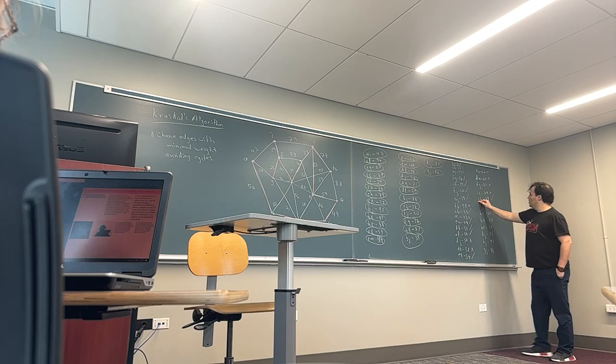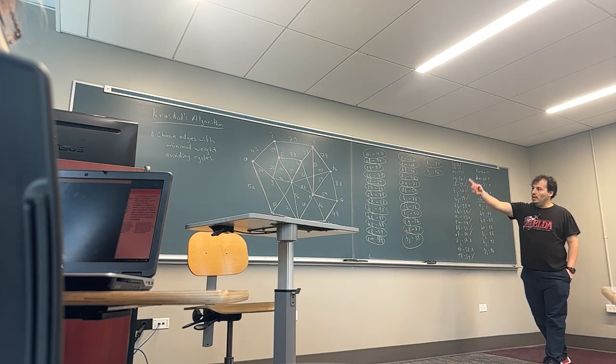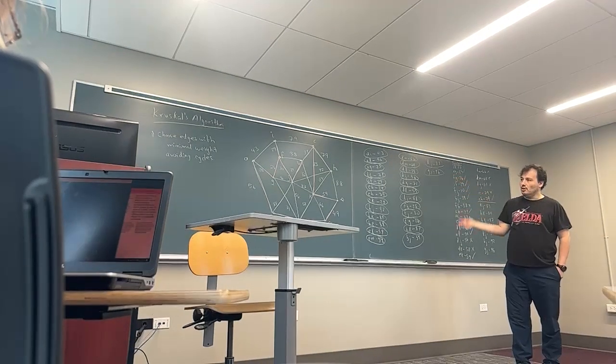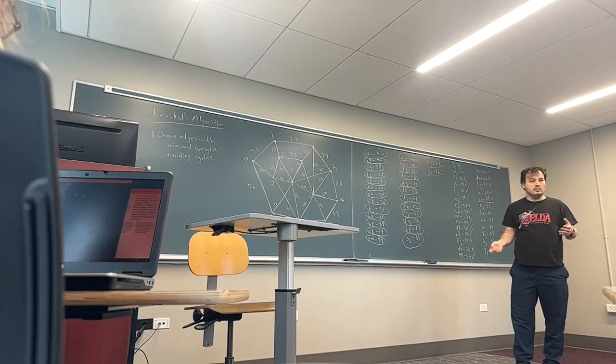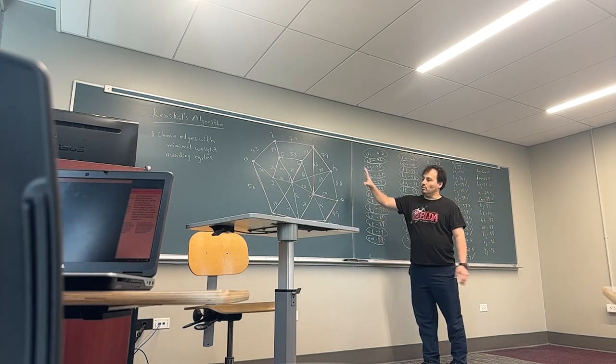And then we stop because every vertex has been used. So those pink edges are a tree because there's no cycles, and it's spanning because it covers all the vertices.